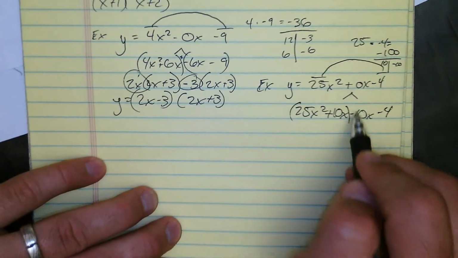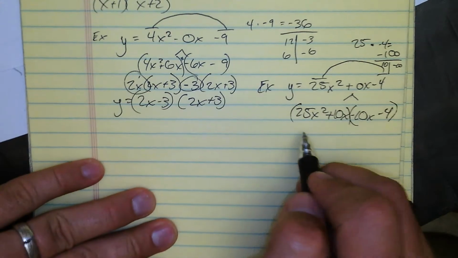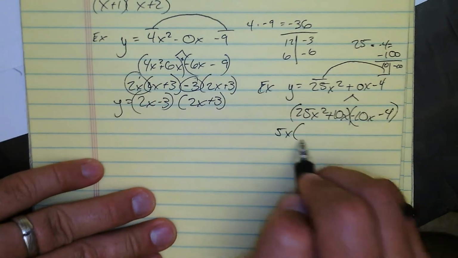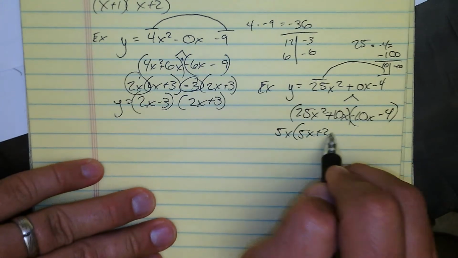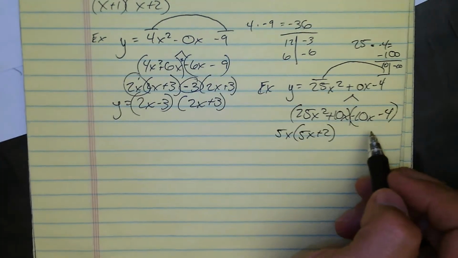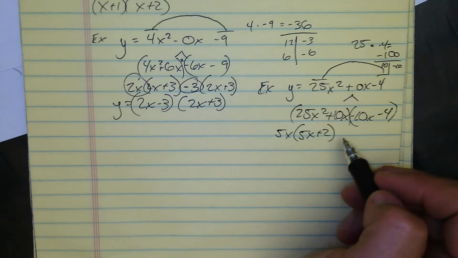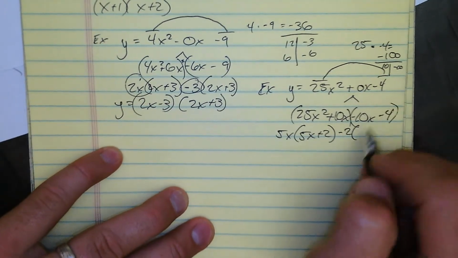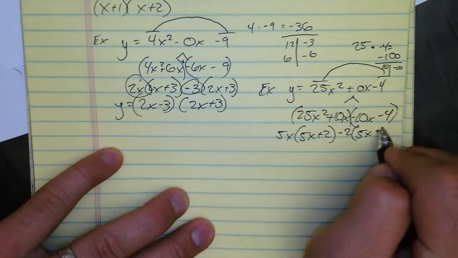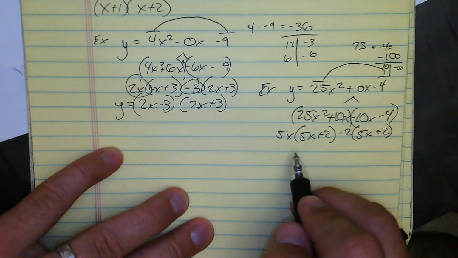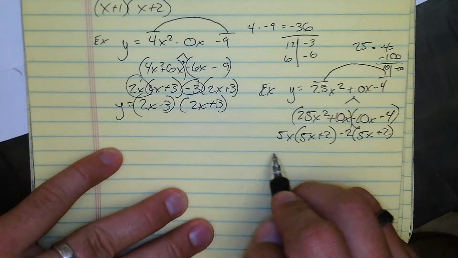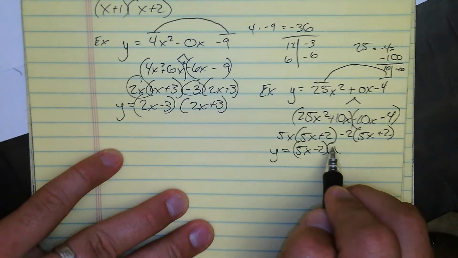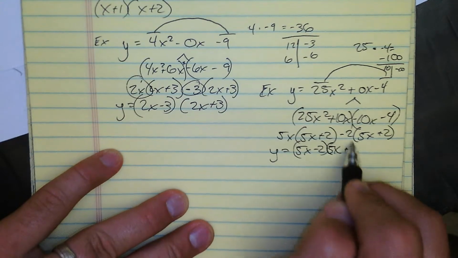From here, pair everything up. Take out the GCF, which is 5x. I'm left with 5x plus 2. Now I need to get negative 10x minus 4 to be 5x plus 2. I'm going to do that by factoring out a negative 2, and I'll be left with 5x plus 2. So here, my factors will be 5x minus 2 times 5x plus 2.